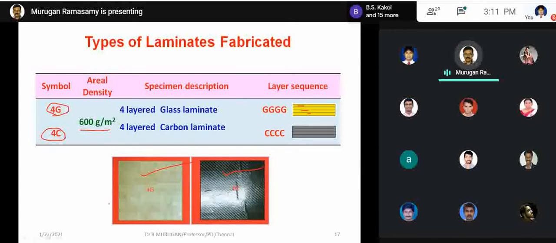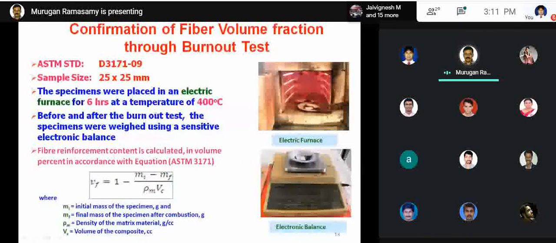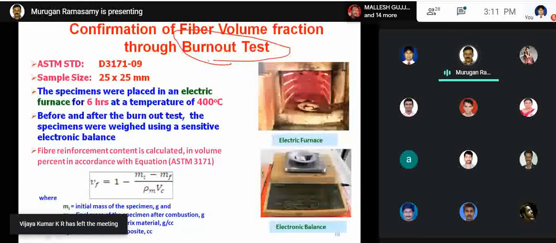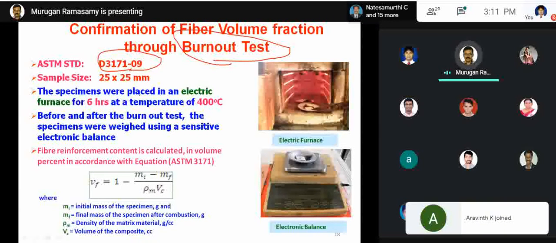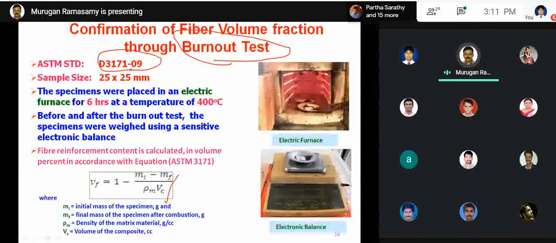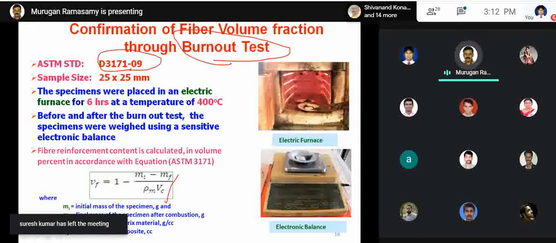Now, for any polymer composite material, when you fabricate, we have to confirm the fiber volume fraction by conducting a burnout test. We conducted the burnout test as per the ASTM procedure, and using this equation we can easily find the volume fraction. The specimens were placed in an electric furnace for 6 hours at a temperature of 400 degrees Celsius. Then the matrix will be evaporated.